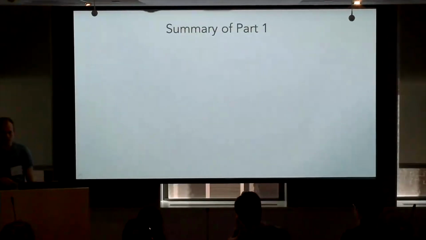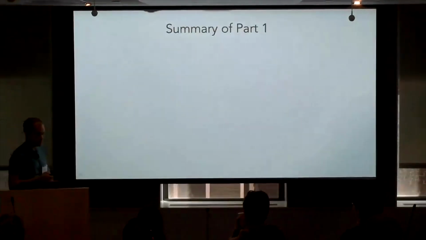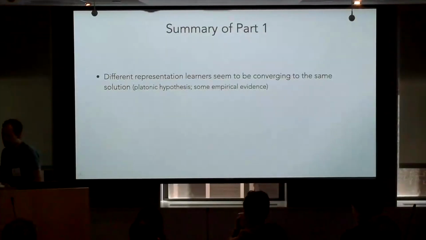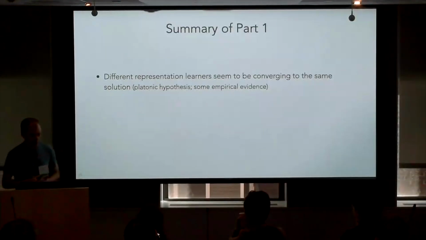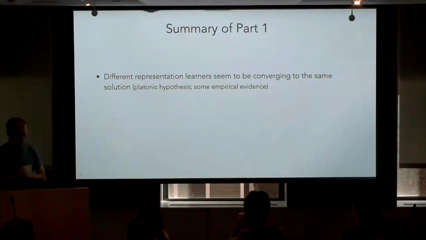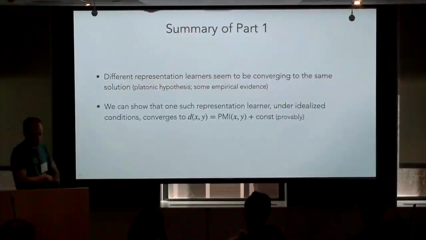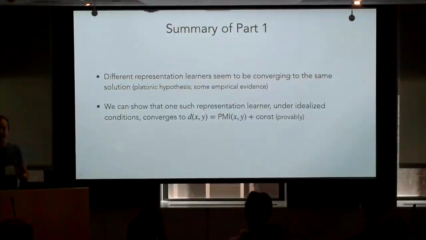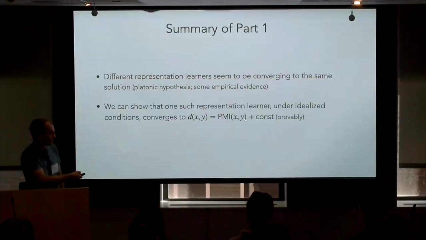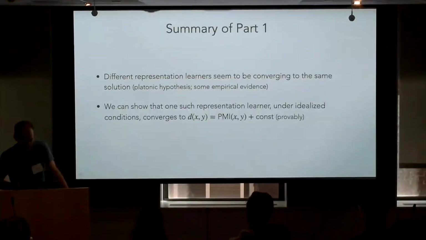Okay, summary of part one, and then we're going to move on to a completely different perspective on this. Different representation learners seem to be somewhat alike in the way they measure distance. We have some hypothesis for stating that this is where things are going, and there's some empirical evidence, but it's definitely not a closed debate. And I'm sure that there will be interesting differences as well. We can show that one such representation in that family of representation learners that we're looking at, under idealized conditions, converges to something that we can describe with simple math: the distance converges to the PMI plus a constant.